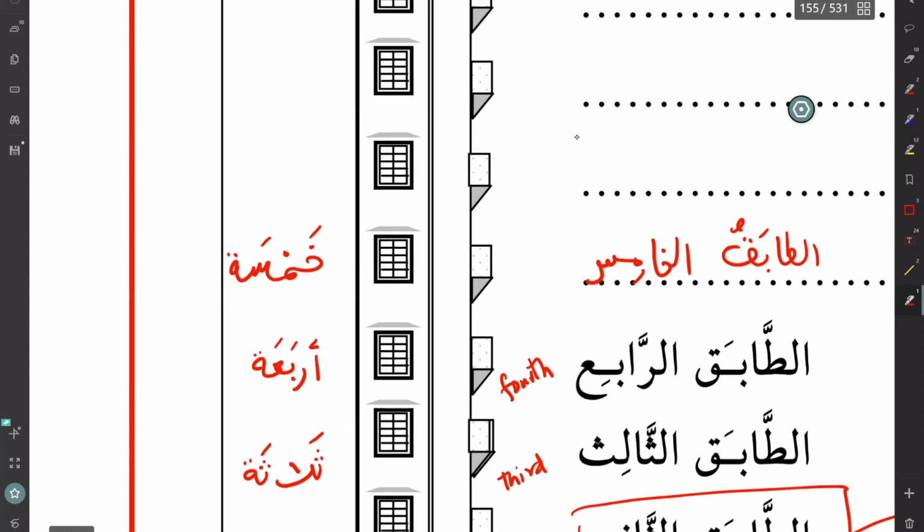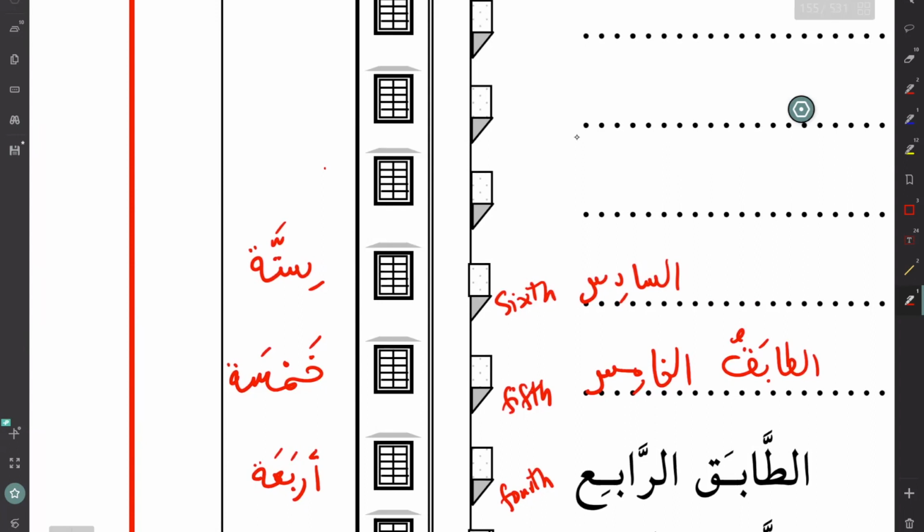So how do you say six? You say sitta. Now here's a little bit difference also, because there's another word for sitta. Okay, so here you have to say as-sadis, but the pattern is there, right? Rabi', khamis, sadis, right? Sadis is a sixth. So here is the fifth, sixth, right? How do you say seven? Sab'a, and you say as-sabi', which is seventh.